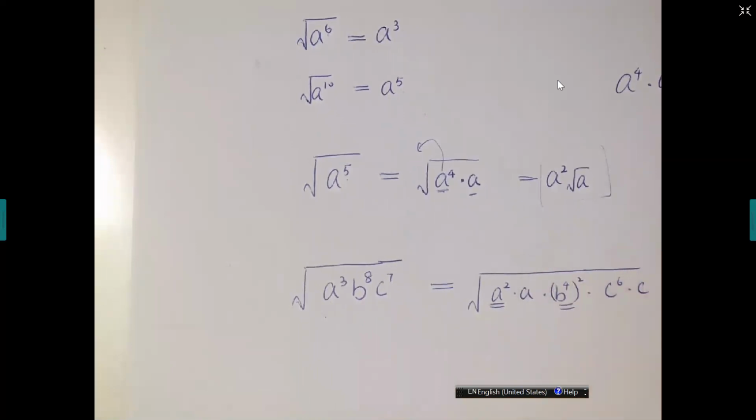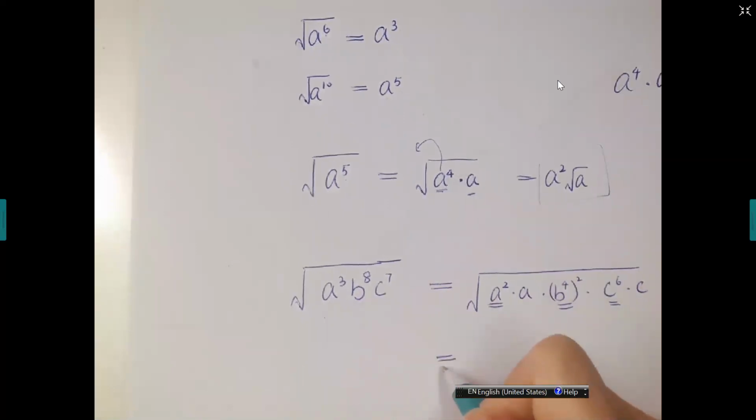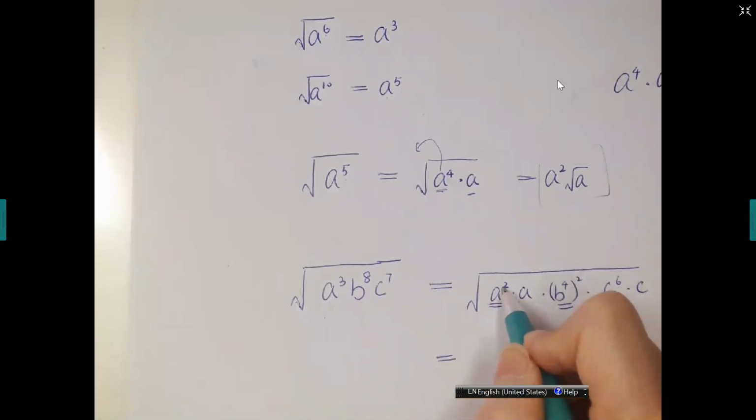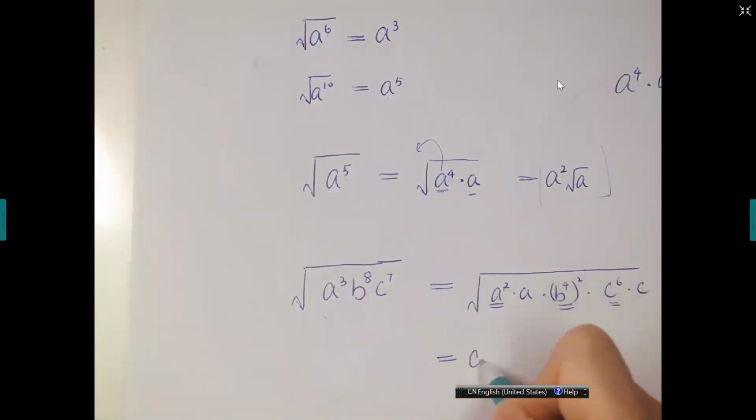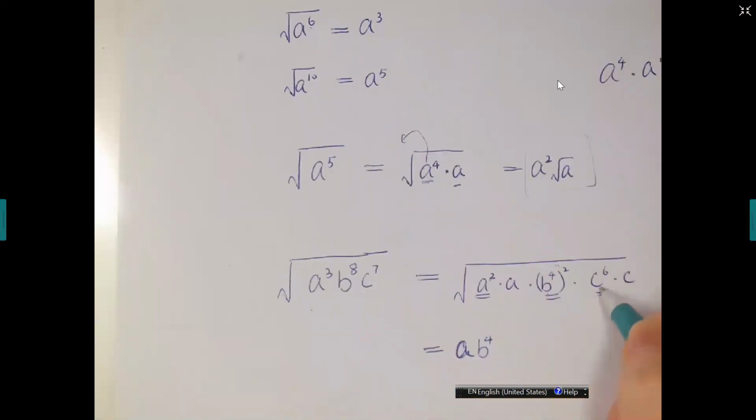This one can be moved out. All even exponents can be moved out. When we move them out, the exponent should be divided by 2. So a, 2 divided by 2, that's 1. Okay, b, that should be 8. 8 divided by 2, that's 4. B to the 4th. C, 6 divided by 2, 3.